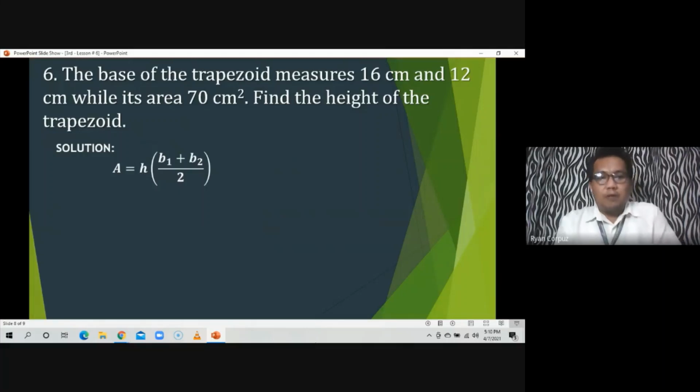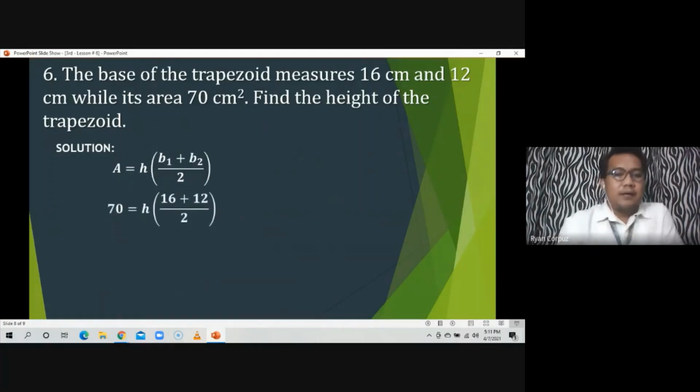So since given naman yung measures of its bases as well as its area, just like what we did in example number 5, all you have to do is simply substitute those given values, then isolate the equation to find the one we are looking for in the problem. Substitute natin. Area is 70, is equal to h, which is the one we are looking for. Then 16 and 12 are the measures of its bases. So 16 plus 12 over 2.